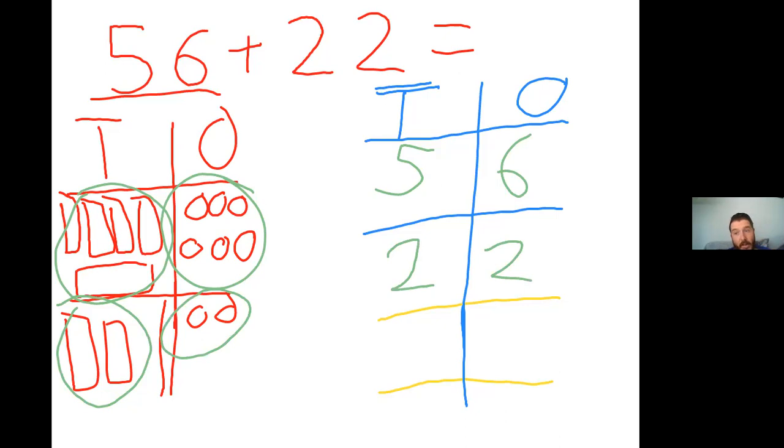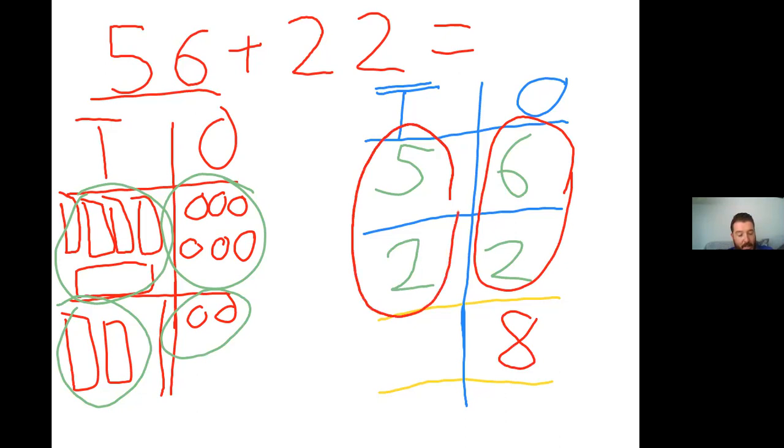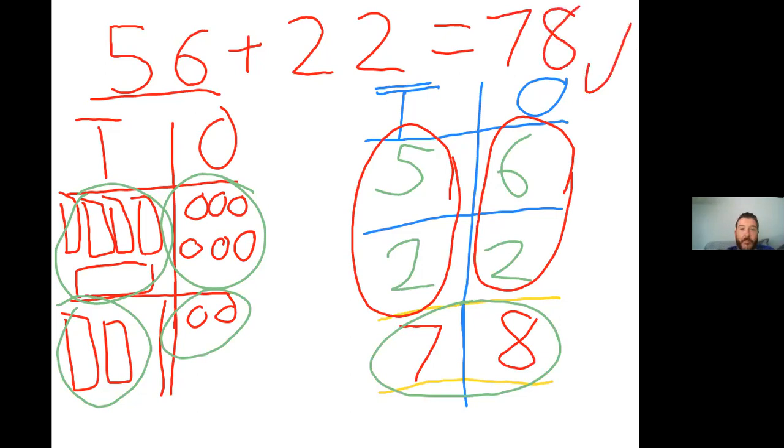So we start with what? Do we start with the ones or the tens? The ones when we do this method. 6 add 2 is 8. 5 tens add 2 tens is 7 tens. So 56 add 22 gives us 78. Give yourself a tick if you got that right.